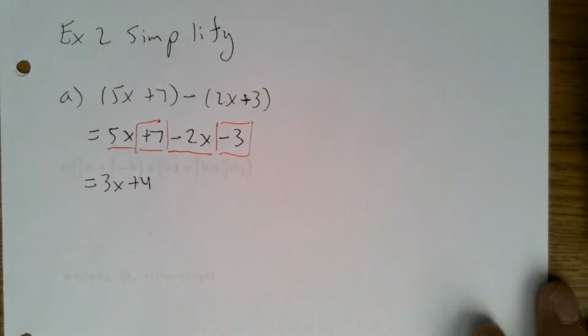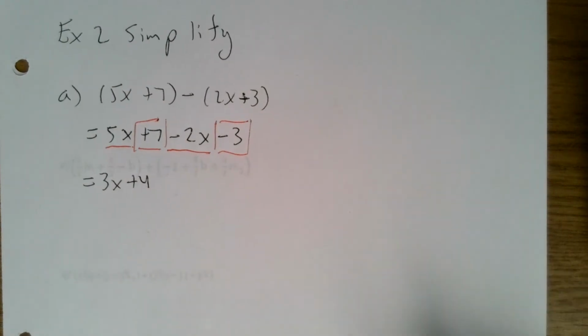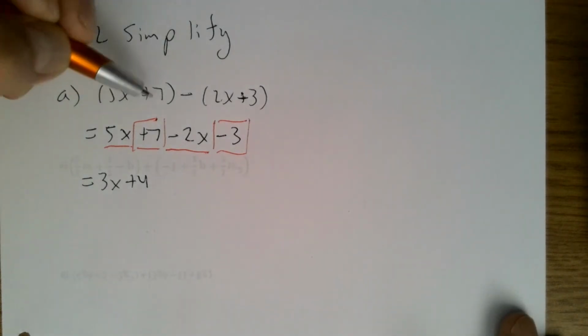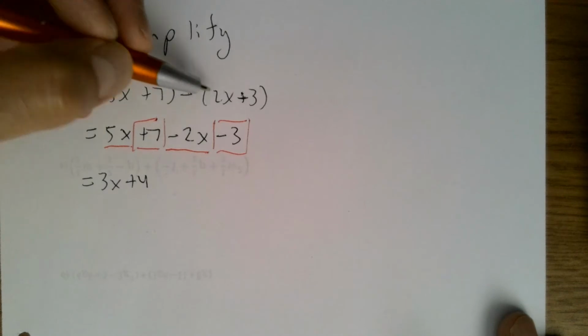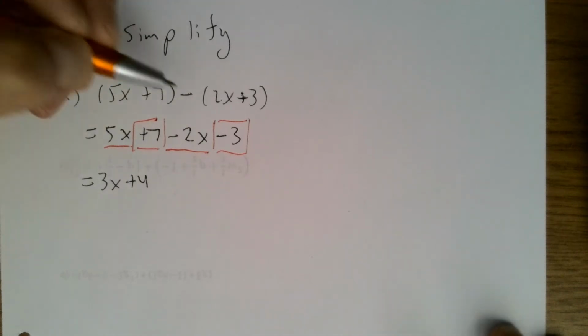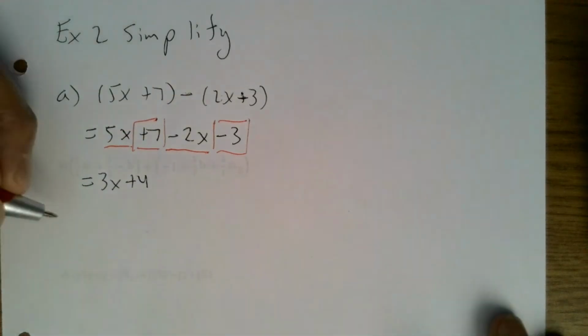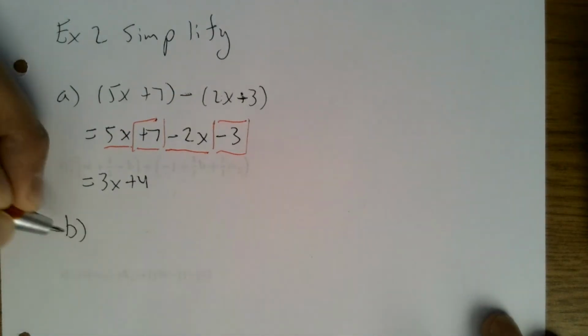So obviously we should get the same answer as we did last time we did this with the tiles, and we did. So notice, the important thing we're learning today is we need to rewrite these, and we need to remember that we're subtracting both of these. So we need to go minus 2x and minus 3. Okay, let's have a look at B.